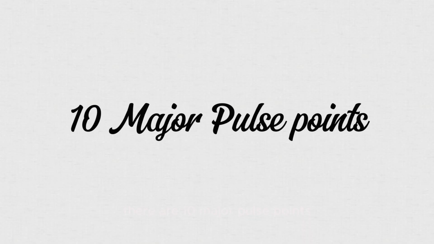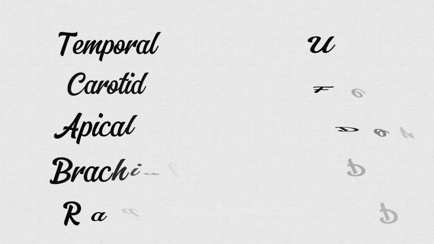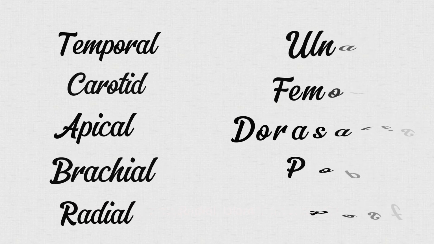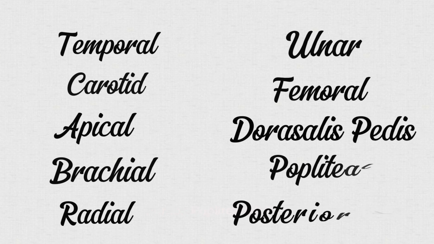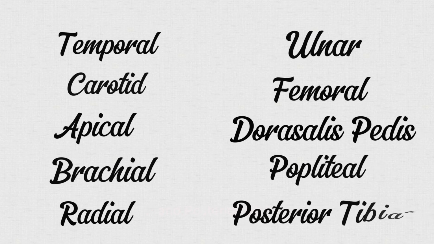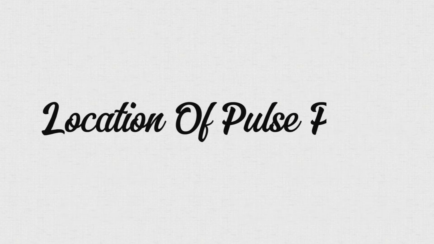There are 10 major pulse points that are taught in nursing school, and the 10 major pulse points are temporal, carotid, apical, brachial, radial, ulnar, femoral, dorsalis pedis, popliteal, and posterior tibial. Let's talk about the location of each pulse point.